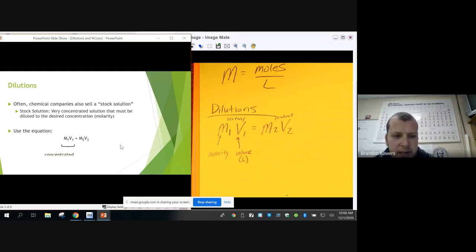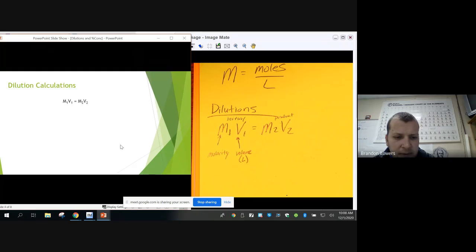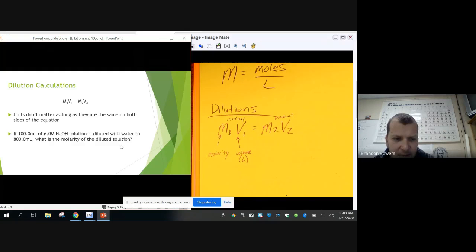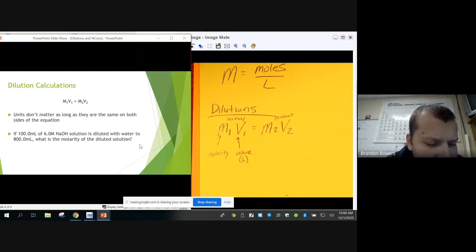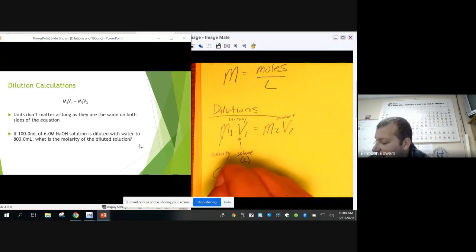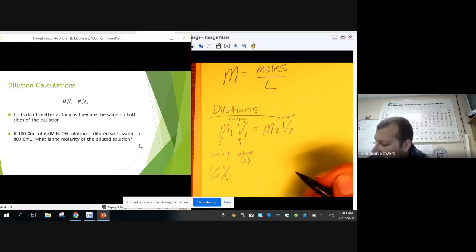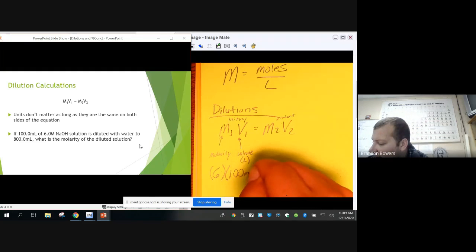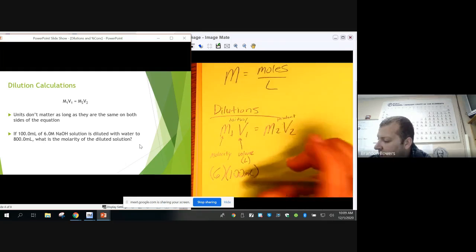So there we go. What an example problem looks like is here. If 100 milliliters of 6 molar NaOH is diluted with water. So I have my initial materials. I know my initial molarity, M1, is 6. My volume is 100 milliliters. I'm given that. I'm going to erase this for now.